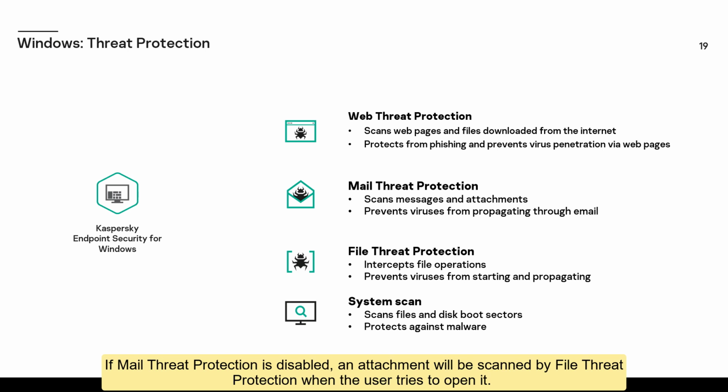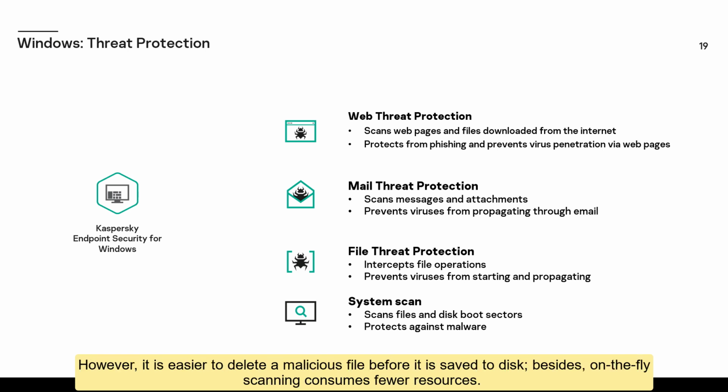Mail threat protection scans email messages and checks for malicious attachments on the fly. If mail threat protection is disabled, an attachment will be scanned by file threat protection when the user tries to open it. However, it is easier to delete a malicious file before it is saved to disk. Besides, on-the-fly scanning consumes fewer resources.